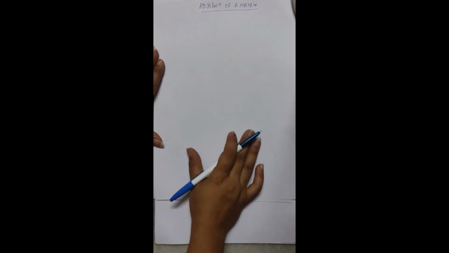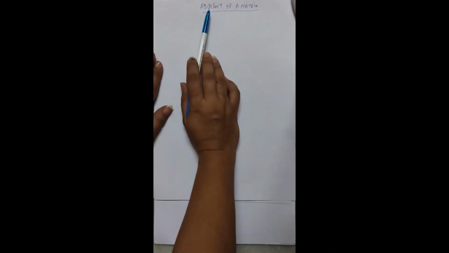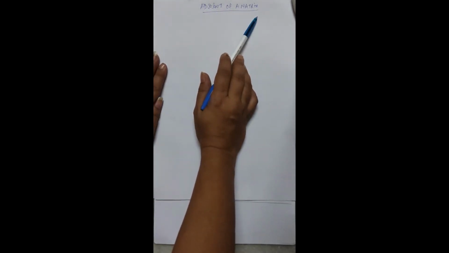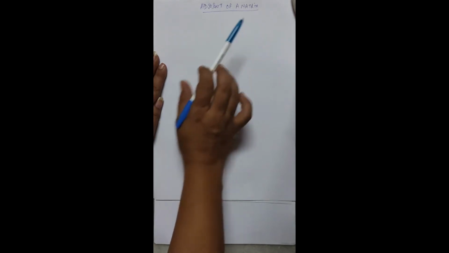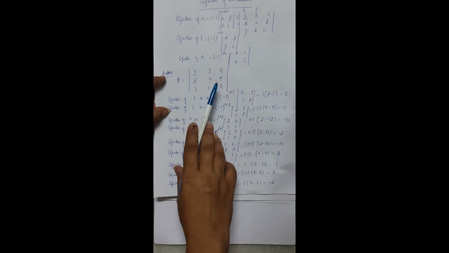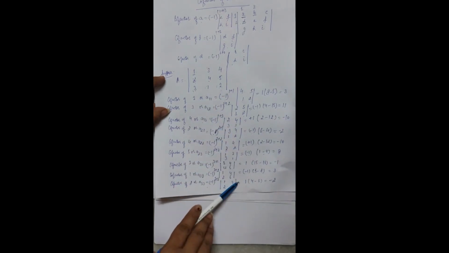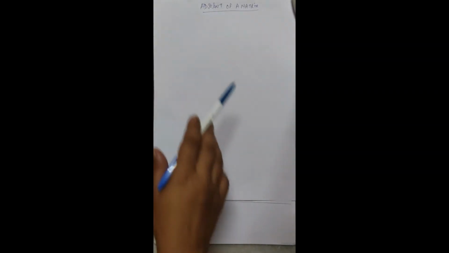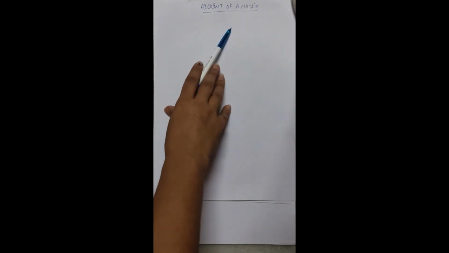Hello friends, in this video I am going to discuss with you the adjoint of a matrix. In the last video we have already covered how cofactors are calculated. I will share with you the previous example, in which we have already calculated the cofactors. So from these cofactors, now we will try to find out the adjoint of the matrix.